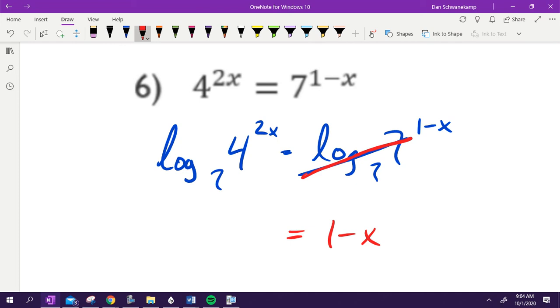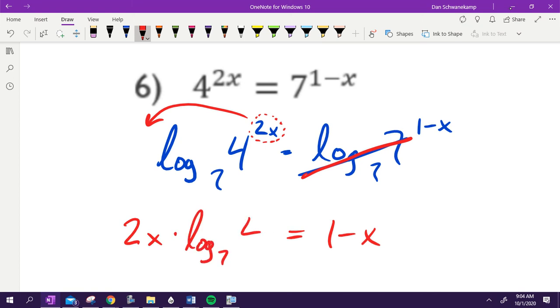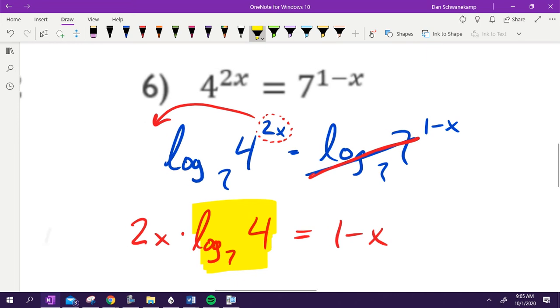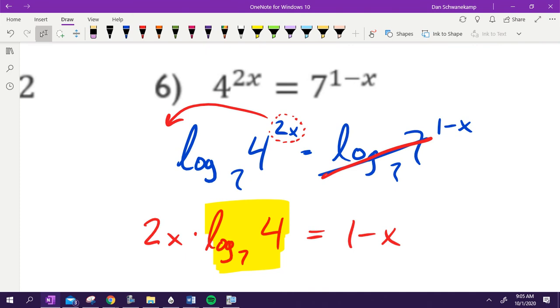Now over here I got this. What can I do with this 2x? Properties of exponents, what we learned yesterday, we could throw that 2x in front. So it's 2x times log base 7 of 4. In general, what is log base 7 of 4? It's a number, right? Don't be scared by that. I can figure out what that is if I just type it into my calculator. And if I just have numbers, then I can solve it.